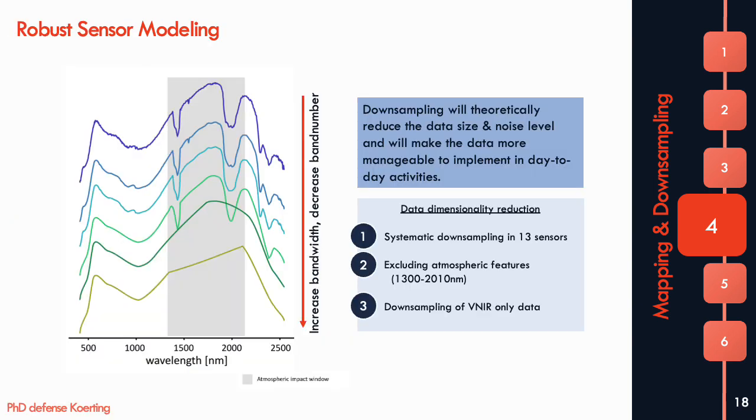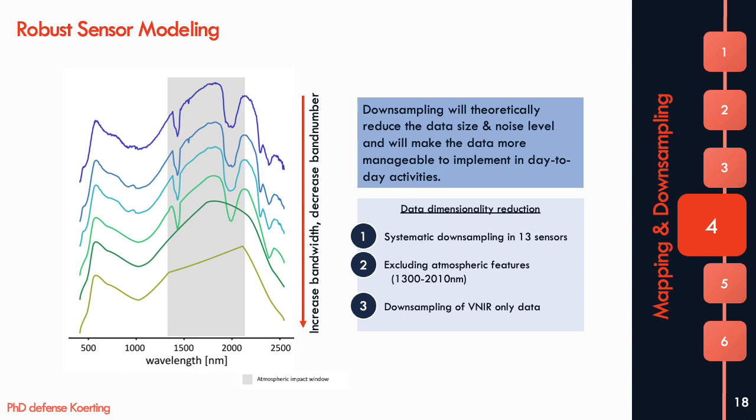So for my robust sensor modeling, I used the approach of downsampling, which is an increase of bandwidth and a decrease of band number. Downsampling, or also smoothing, but in my case downsampling, will theoretically reduce the data size and the noise level, and it will make the data more manageable to implement in day-to-day activities. I'm using the downsampling here because my aim is to actually model a sensor that can be robust and used and built. So I'm talking about also reduction of complexity in terms of hardware components, and not collecting the full range of data and then downsampling it before an analysis.